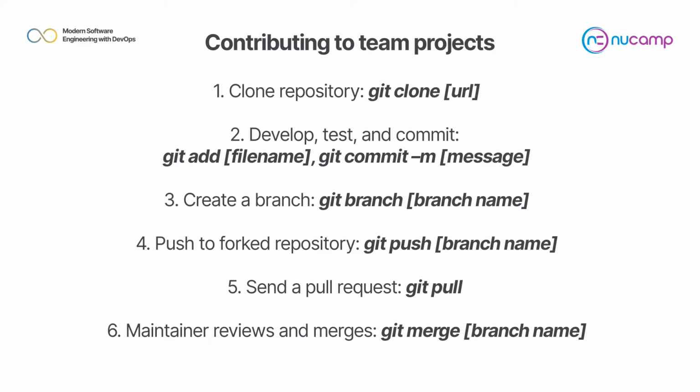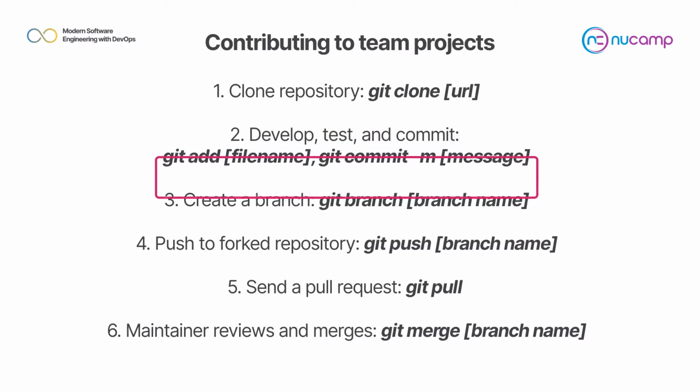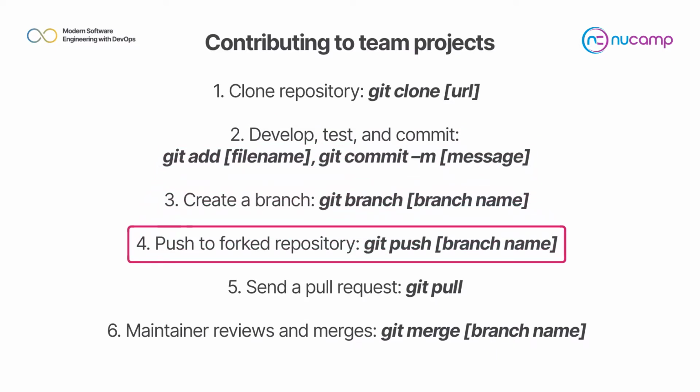Let's look at an overview of the life cycle for making contributions to a team project. First, a collaborator clones the central repository to get a fork of the code working on their own local system. Second, the collaborator develops contributions, then tests and commits the changes to their local repository. Third, the collaborator creates a new branch of the code. Fourth, they push the changes that they made to the online repository the code was forked from.